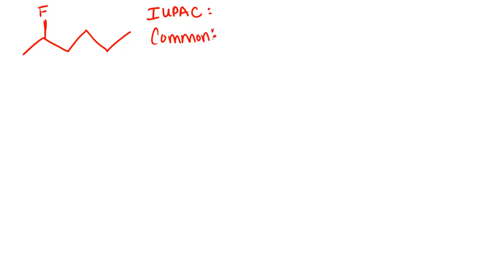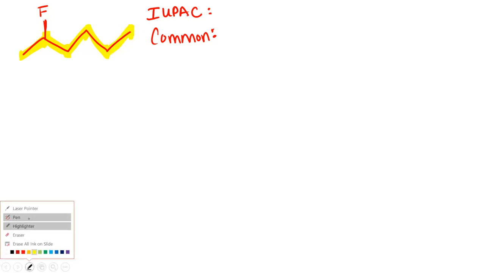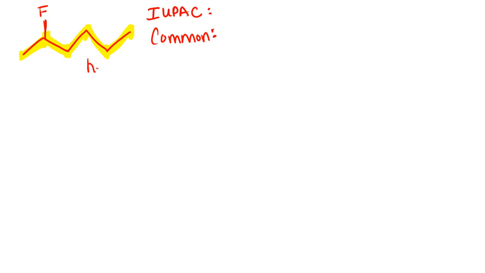Now for IUPAC, we need to look for the longest continuous carbon chain. 1, 2, 3, 4, 5, 6, and we'll want to name that parent chain. For 6, that's going to be hex, and then ane. Hex for 6 carbons, ane for all single bonds. Now we have just one group coming off of that chain. That's going to be a fluoro group, and we need to figure out what number that's on.